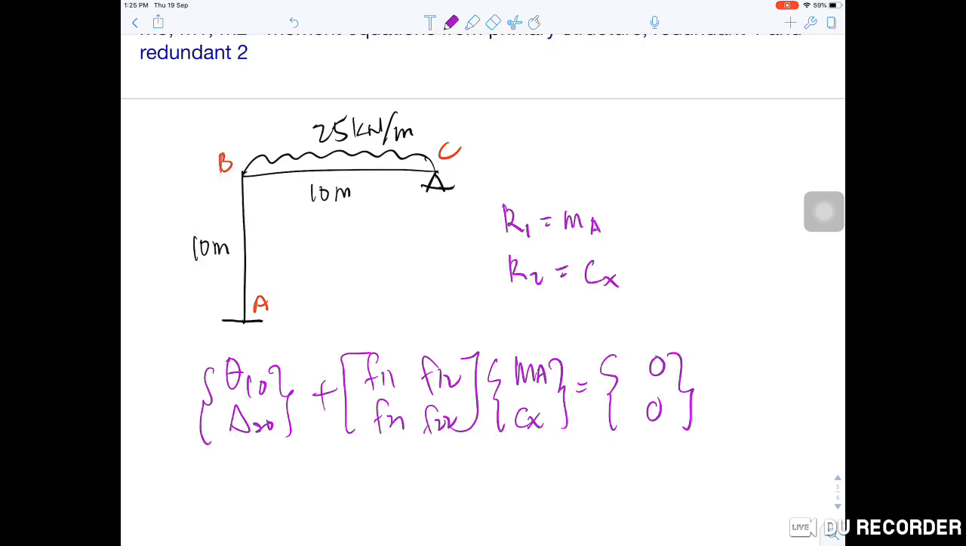From this, we know that we will determine MA and CX first, and after we have determined MA and CX, the remaining 3 unknown reactions in this frame can be solved using equilibrium equations, or we can also use the principle of superposition. Okay.